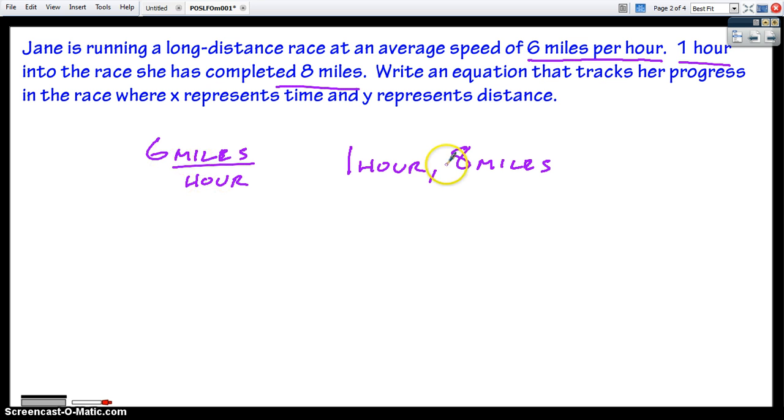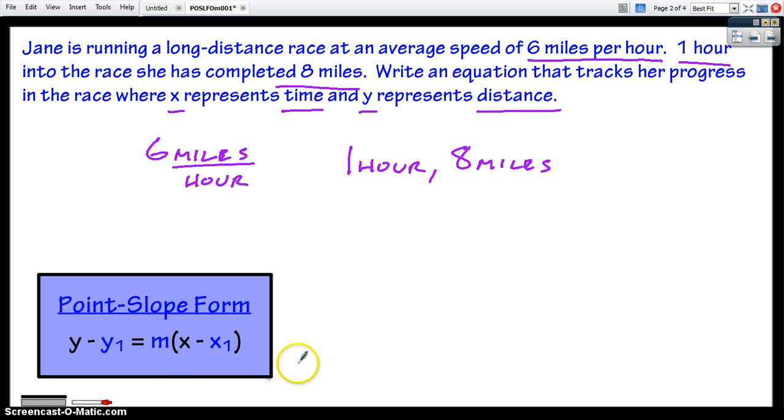And then we're supposed to put all this into an equation where x represents the time and y represents the distance. Alright, well, whether it looks like it or not, this is a perfect occasion to use point-slope form. Now once again, so you have it in your notes, here's point-slope form. Point-slope form is y minus whatever the y coordinate is equals m, which is the slope, times parentheses x minus whatever the x coordinate is. And we've got all that information here.